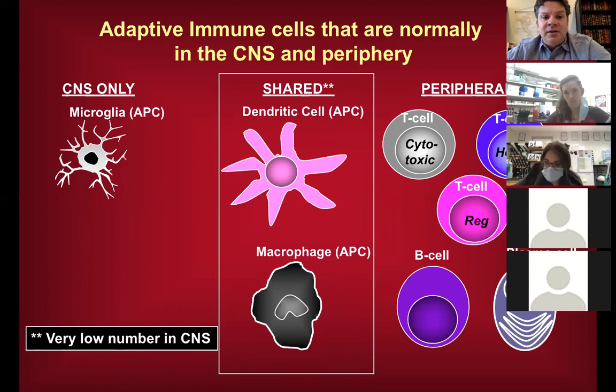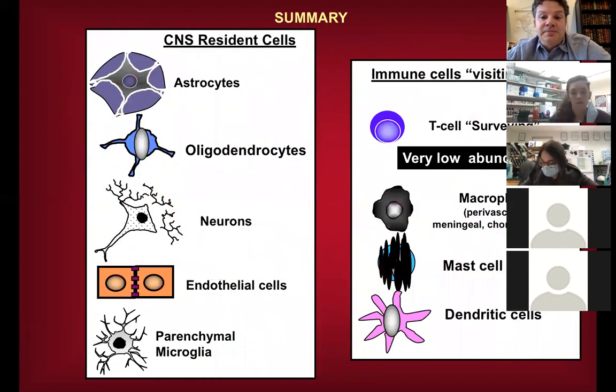Whereas in the periphery, not only do you have all the same complement of antigen presenting cells like dendritic cells and macrophages, but you also have all the cells required for a full adaptive response. You have the helper T cells, you have the Tregs, the cytotoxic T cells, and then you have the B cells. And when a B cell makes antibody, my nice drawing here goes from a B cell to plasma cell. So they make antibodies, plasma cells.